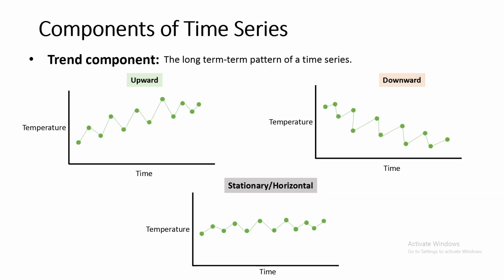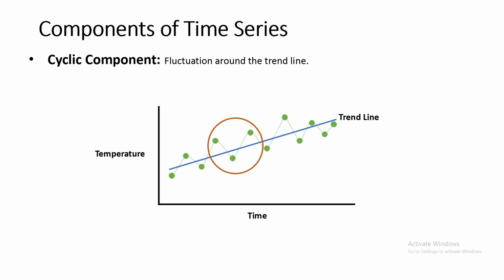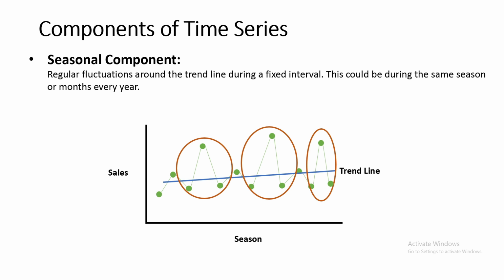There are 4 components of time series. The first is the trend component, which is simply the long-term pattern of a time series. This can either be upward, downward, or stationary, or horizontal. Next is the cyclic component, which is simply the fluctuation around the trend line. The seasonal component is the regular fluctuations around the trend line during a fixed interval. This could be during the same season or months every year.